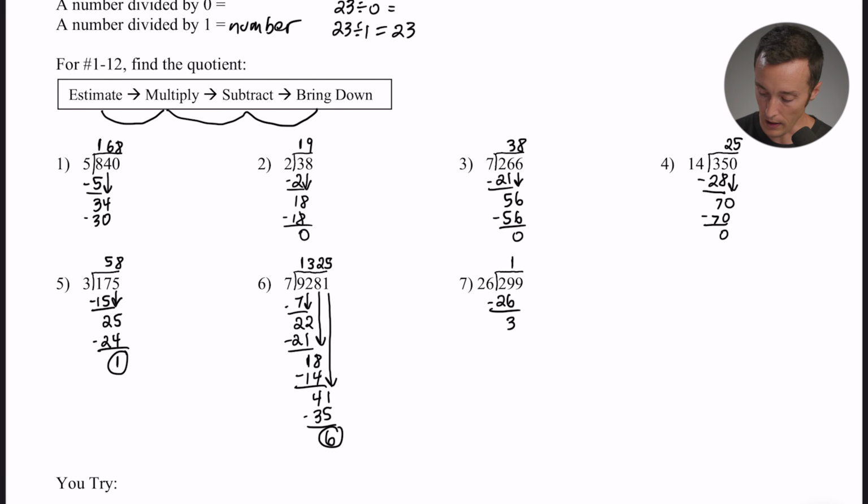Then I'll drop down the 9 to turn that into a 39. And how many times will 26 go into 39? Well, again, it's only going to go one full time. So 1 times 26 is 26. When I do that subtraction, I've got a 13 left over, but there's no more numbers to bring down. So I would say that that is my remainder. So 299 divided by 26 is 11, remainder 13.